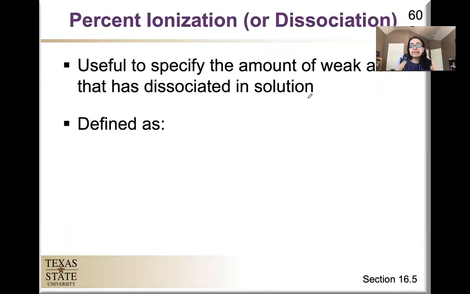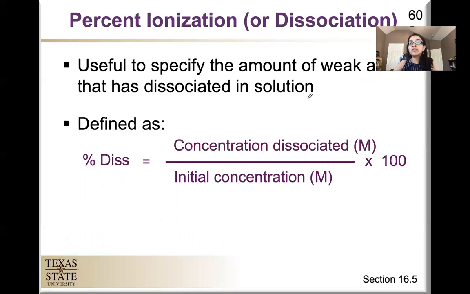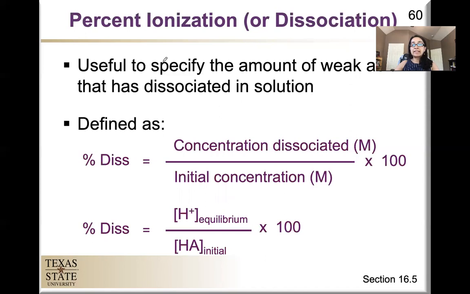All right, the next thing that I want to introduce is the concept of percent ionization or percent dissociation. This is a variable that is useful for us to specify the amount of weak acid that actually has dissociated out of the starting molecular acid. The percent dissociation or percent ionization is defined as the ratio of the concentration dissociated versus the initial concentration of your acid, multiplied by 100 in order to make it a percentage. At the same time, we could define it as the concentration of the hydrogen ion at equilibrium divided by the concentration of the initial weak acid times 100%.